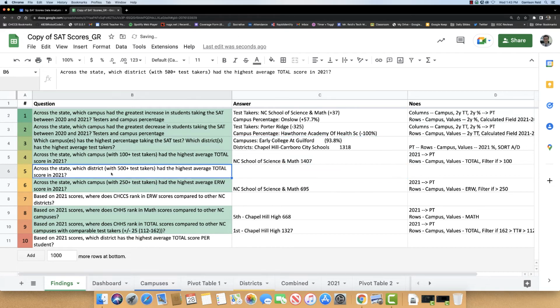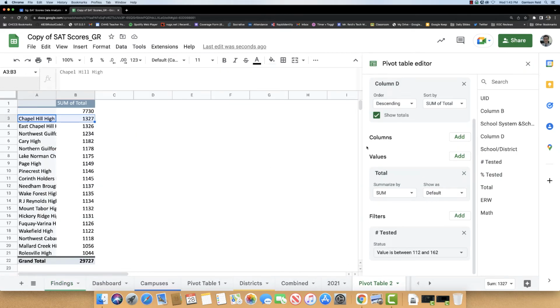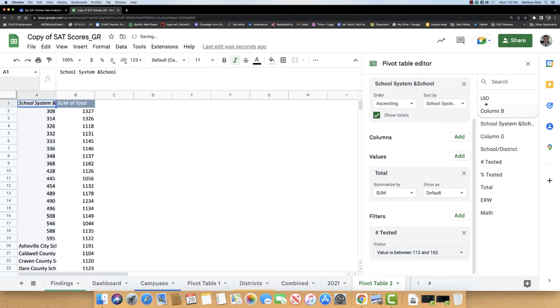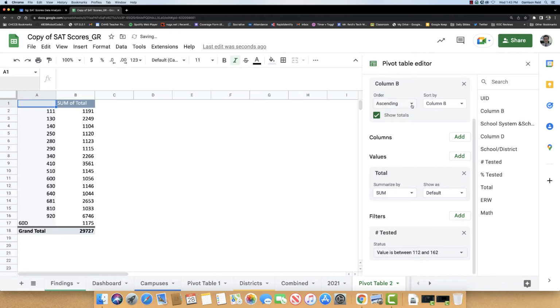All right, so now we've got our pivot table back for the 2020. I'm going to go back over to this pivot table we used yesterday. And instead of it being campuses, which was D, I want to use school districts. And so this is going to be B as in boy. Column.